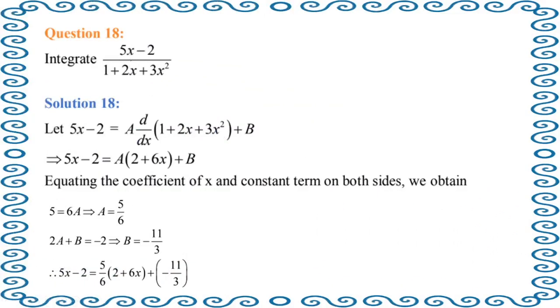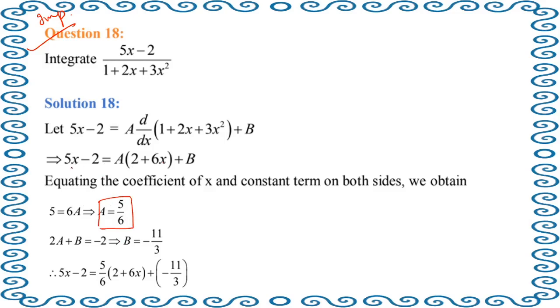Now 18th question. This is 9th type, where one linear expression is already given in the numerator. So now understand, this is a very important type, how we solve it. We assume the given numerator 5x minus 2 equals a, some constant, into the derivative of the denominator plus b, another constant. So a into 2 plus 6x, this is the derivative, plus b. Now open the bracket, compare the coefficients, and get the values of a and b.